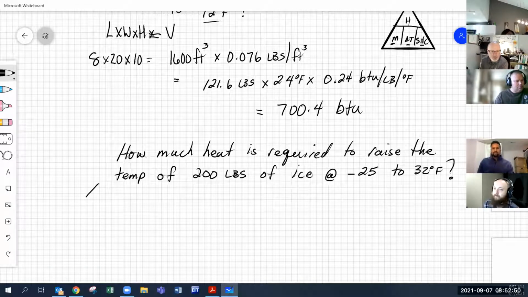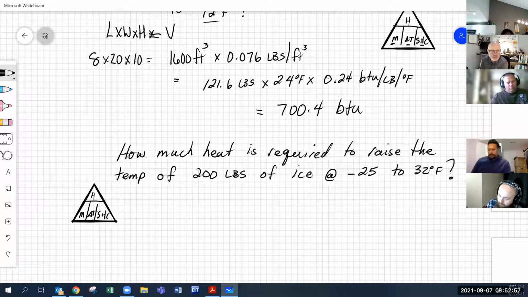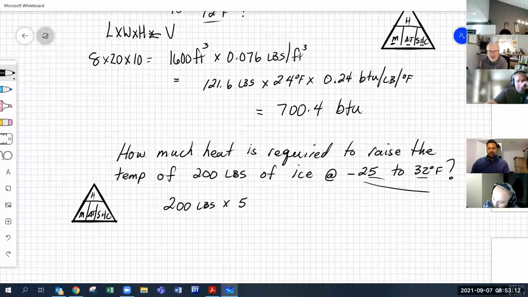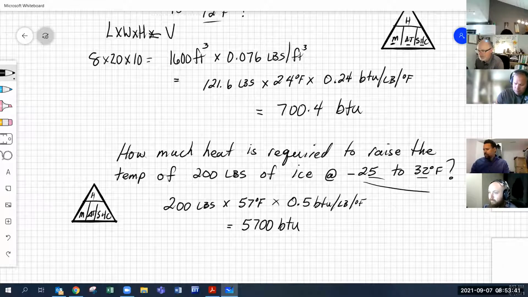So again, the formula we use is the heat is equal to the mass times the delta T times specific heat capacity. The mass is 200 pounds. The delta T is from minus 25 to 32, so that's 57 degrees. Then we multiply by the specific heat capacity of ice, which is 0.5 BTUs per pound per degree Fahrenheit. If I type that out, it should come up to about 5,700 BTUs. We never did change the state. We just got to the melting point. That's all we did.